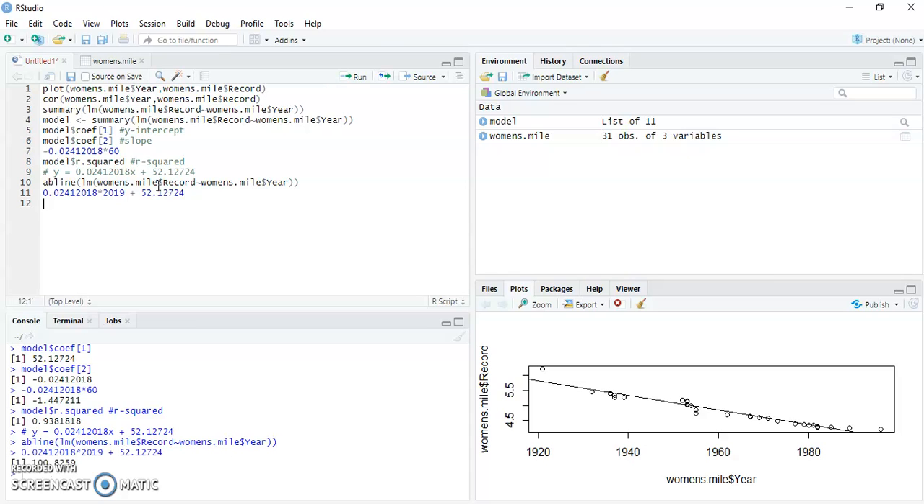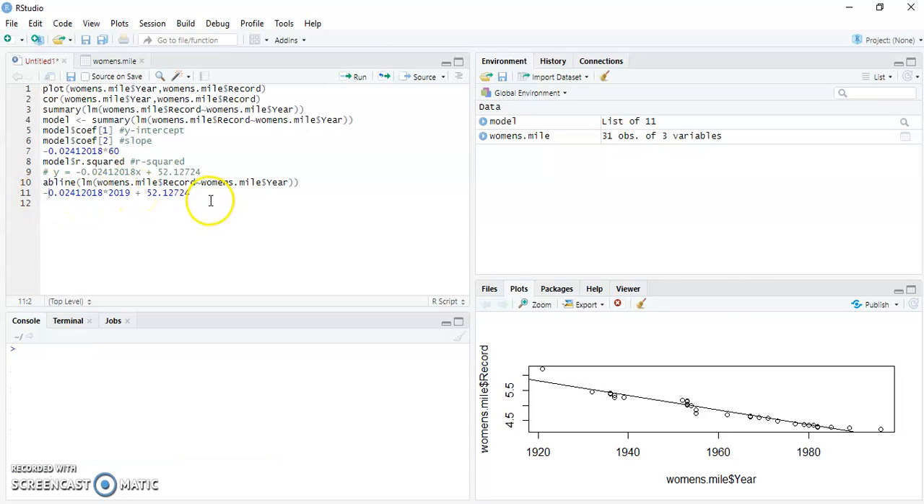When I calculate that, I'm getting kind of a strange value here. Oh, I'm sorry, that's supposed to be a negative, isn't it? Whoops. Try that again. That's a strange value too. This predicts that in the year 2019 the women's world record would be under 3.5 minutes.